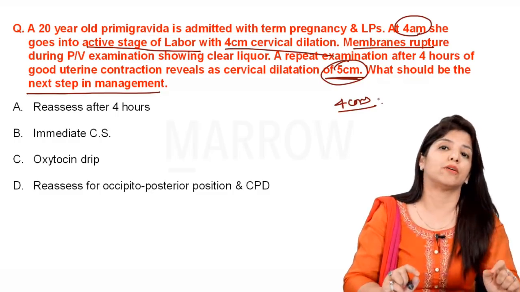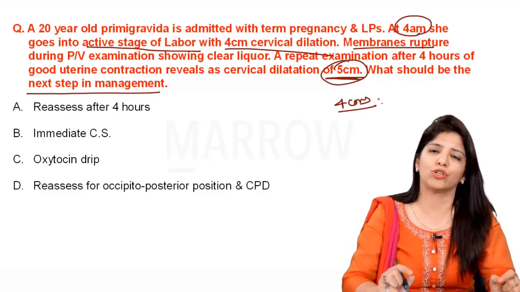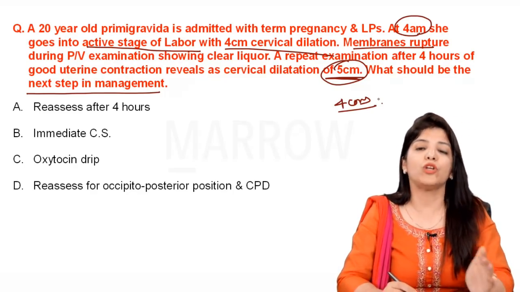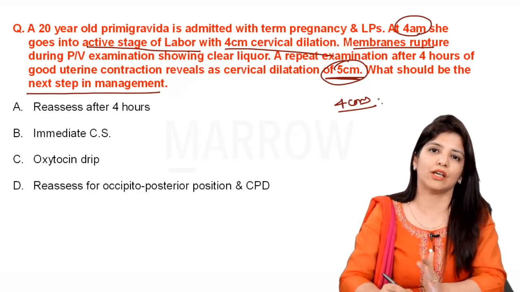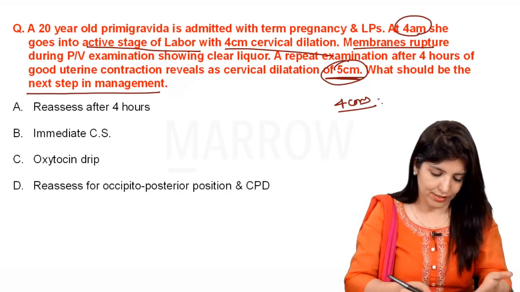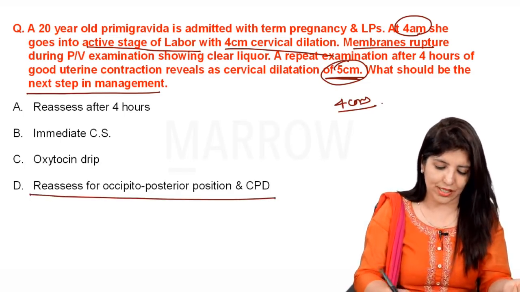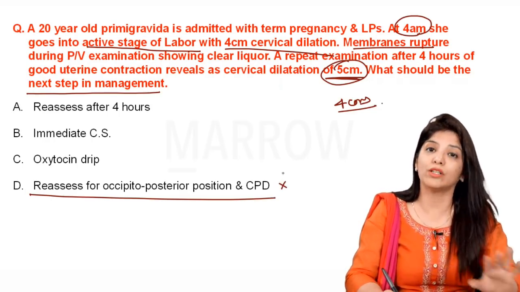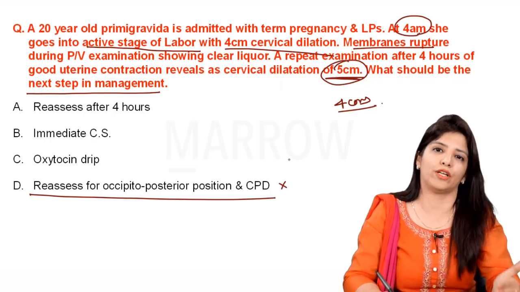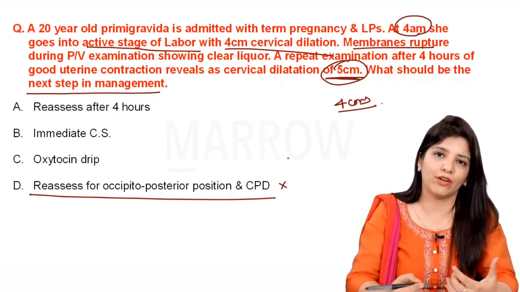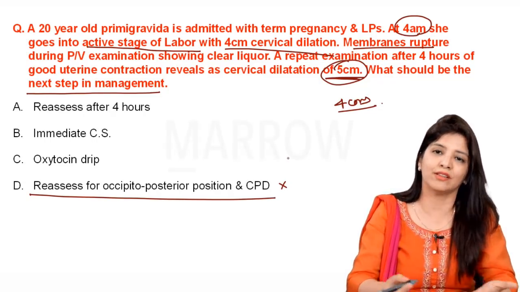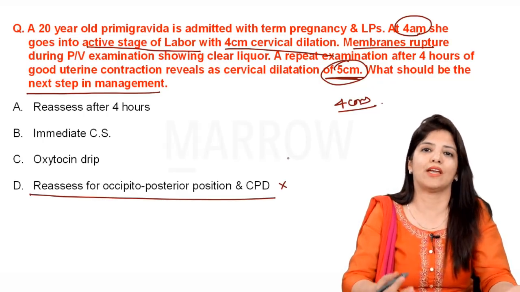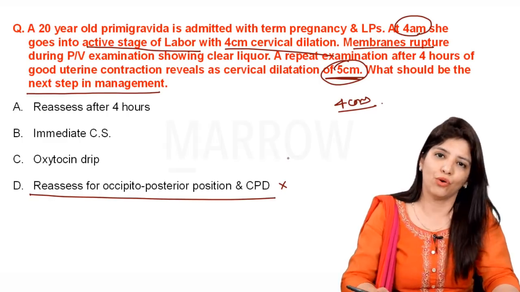And whenever you get a patient with protracted active phase, I told you what is the next step? Next step is you have to rule out CPD or you have to rule out occipito-posterior position. So let's see the option D. Option D is reassess for occipito-posterior position and CPD. Once you have ruled these things out, then you are going to go for membrane rupture or for oxytocin. In this case, membranes are already ruptured and question is already saying that the contractions are good.